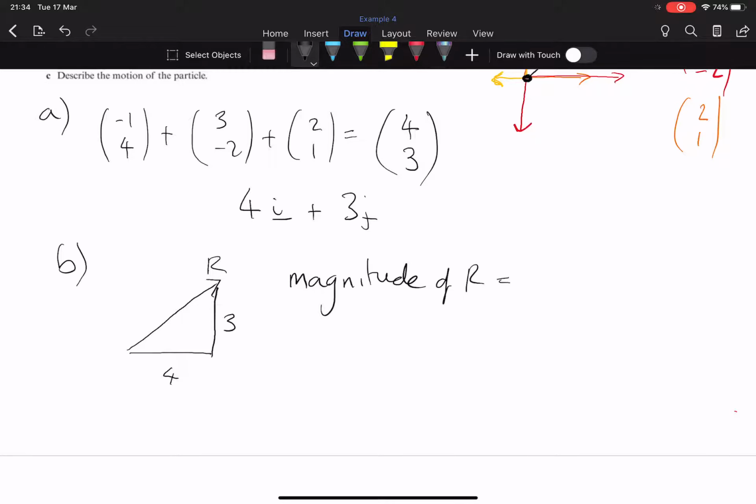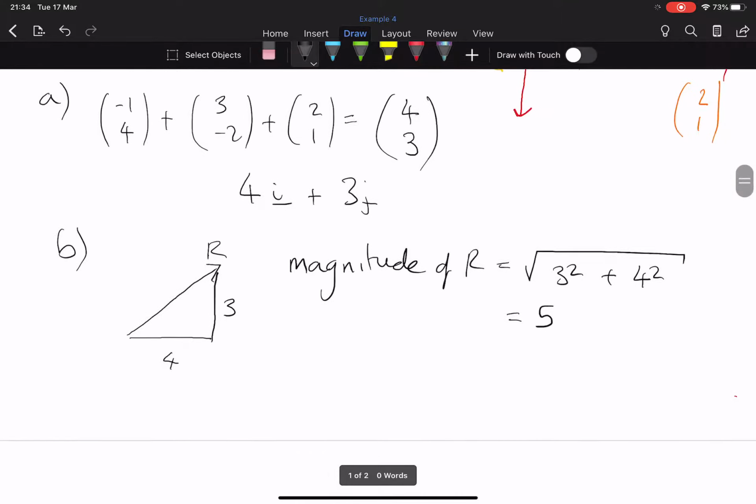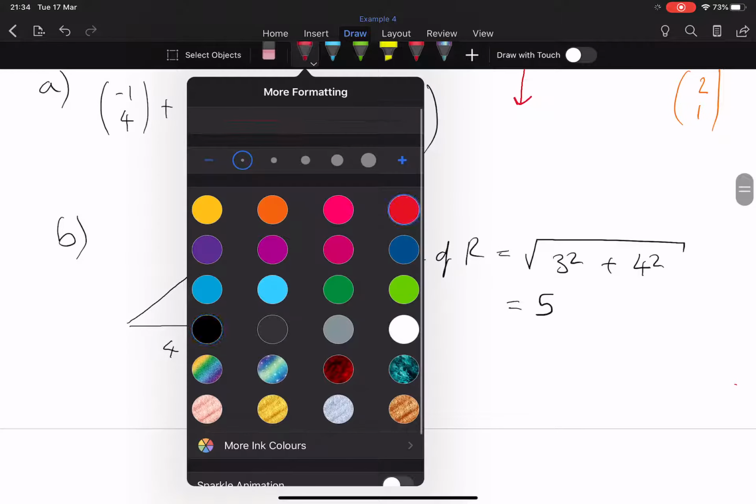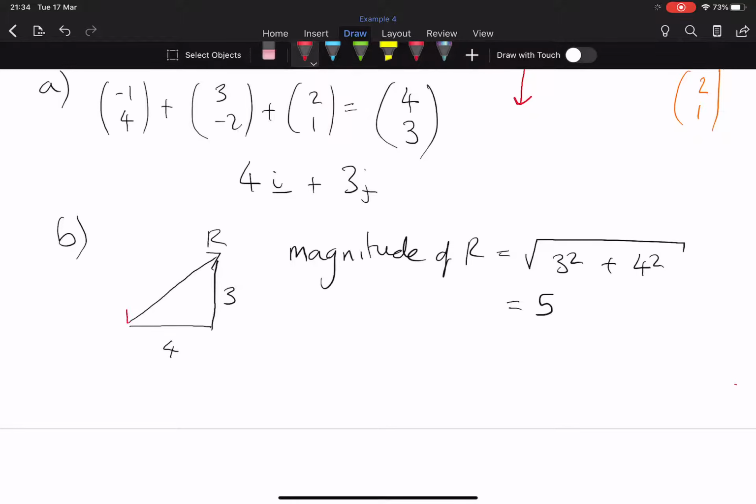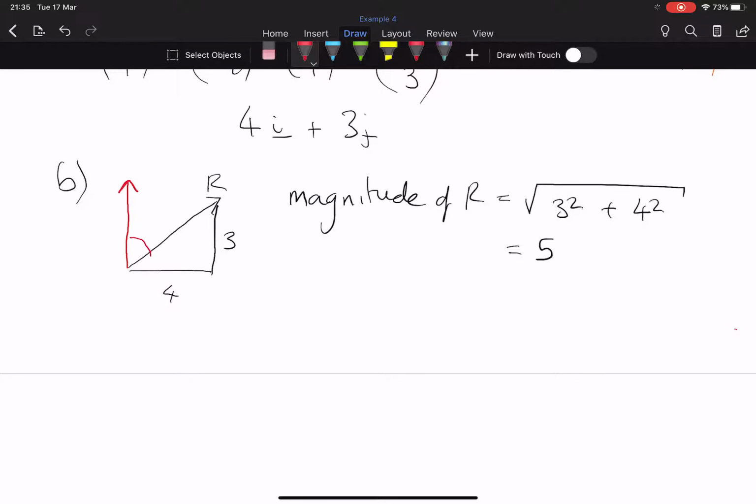So we're just going to use Pythagoras. So it's the square root of 3 squared plus 4 squared, which is 5. So the magnitude of that resultant force is 5. We're also asked to find the bearing of the resultant force. So remember that a bearing is the angle measured from straight up, from the j direction, or from the north direction. So we want to find out what is that angle theta labelled on our diagram.